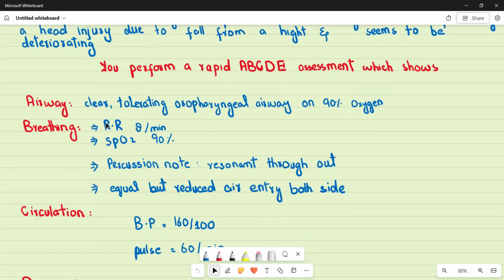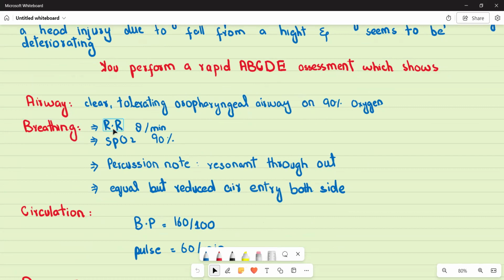So first of all, you will check the airway. Okay, is the airway clear? So yes, the airway is clear. She's tolerating an oropharyngeal airway and she's on 90% oxygen. So probably the ambulance crew has passed an oropharyngeal airway and started her on 90% oxygen.